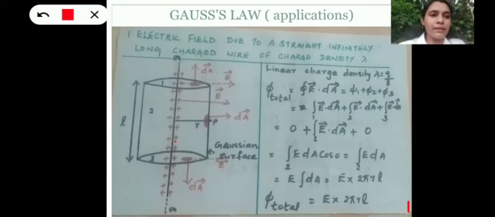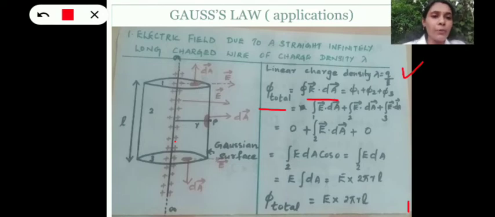Lambda is equal to Q by L, where L is the length of the cylinder. Now, just apply Gauss's law. In order to apply Gauss's law, first you need to find the total electric flux. The total electric flux, phi total, is equal to the closed integral of E dot dA, because this is the equation to find electric flux for a closed surface.